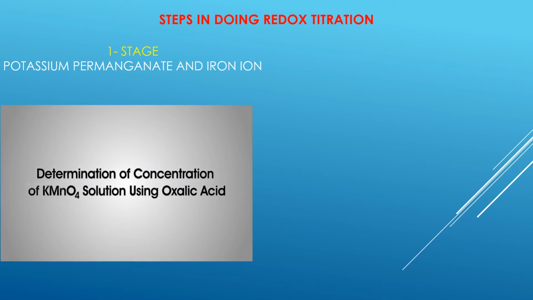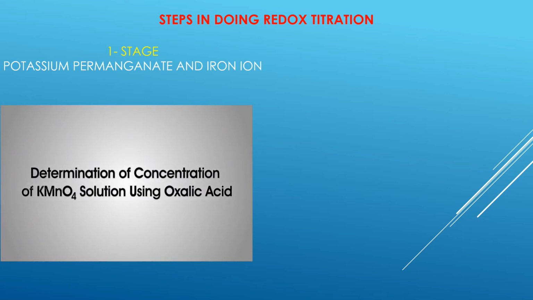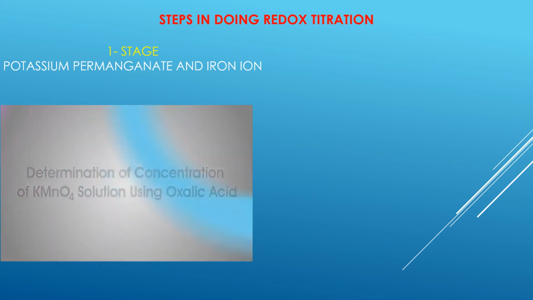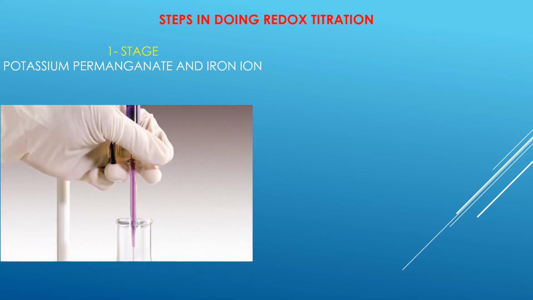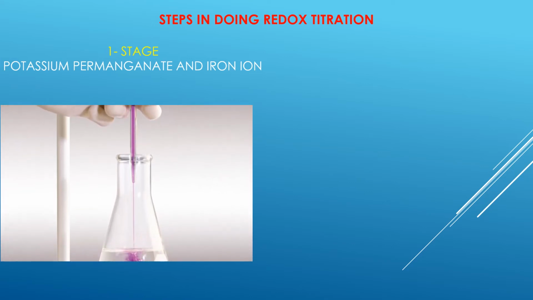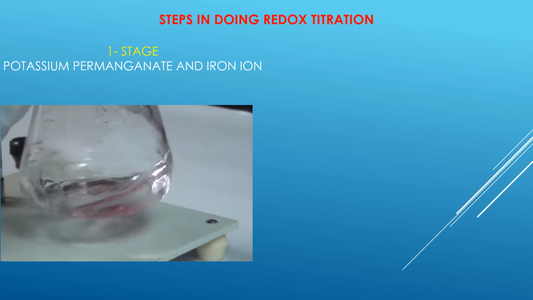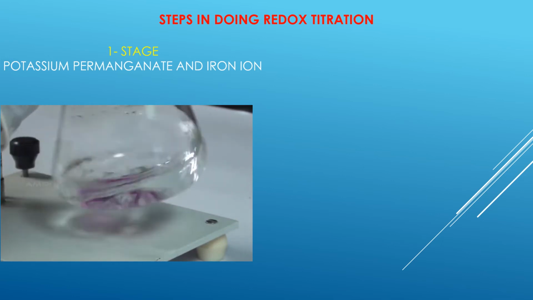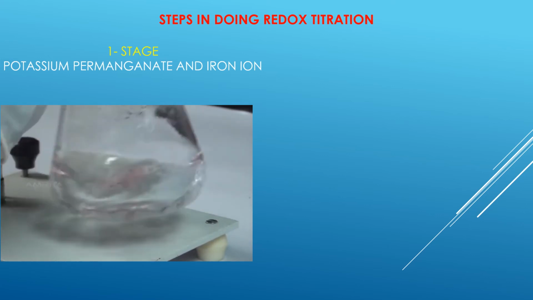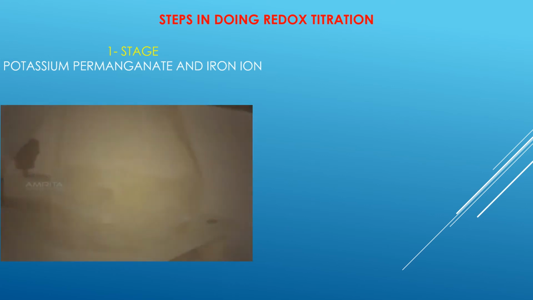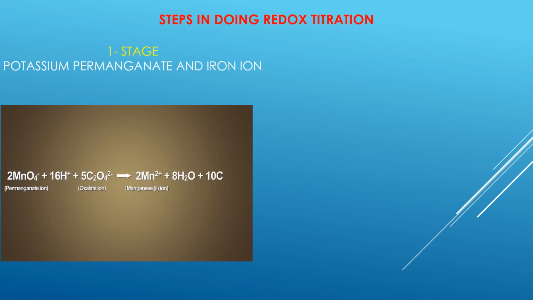Determination of concentration of KMnO4 solution using oxalic acid. Titration is a common laboratory technique used to determine the unknown concentration of a given solution. In this titration, the strength of the given potassium permanganate is determined by titrating it against standard solution of oxalic acid. In the reaction between potassium permanganate and oxalic acid, permanganate ion is reduced to manganese 2 ion in the acidic medium and oxalate ion is oxidized to carbon dioxide.